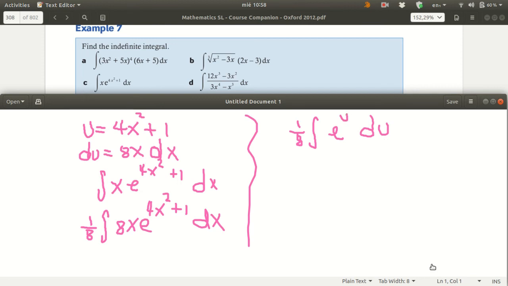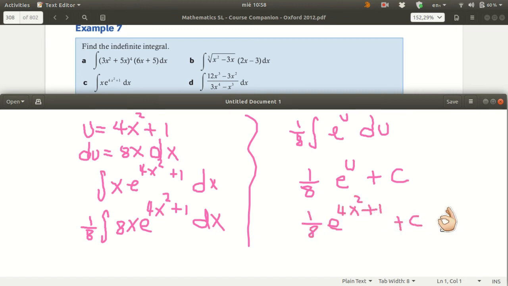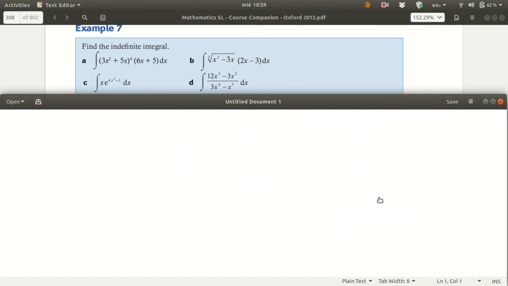Now the integral for the Euler function here is just the same, so we're going to have 1/8 e to the power of u plus c, and now we can replace the u with our expression. Don't forget the constant c, always the arbitrary constant. Alright, let's take a look at the last example.